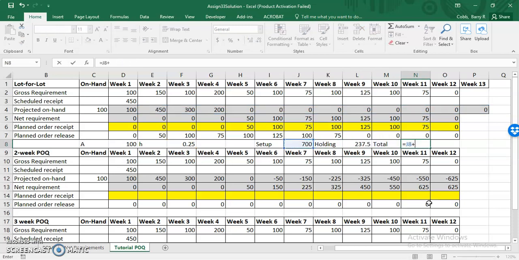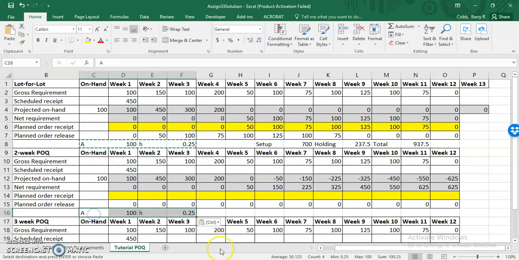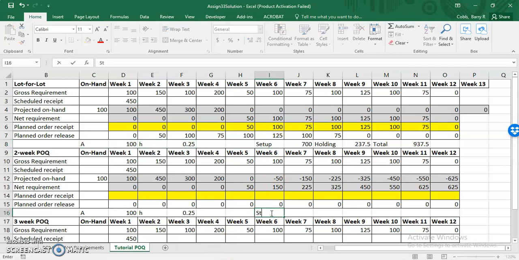And then we would add those two together. Okay, 937.5. So that's our total inventory related cost for lot for lot. Now we're going to consider two alternatives. I'm going to copy these costs down here, and we're going to evaluate setup, holding, and total.